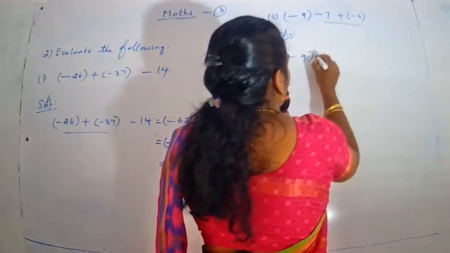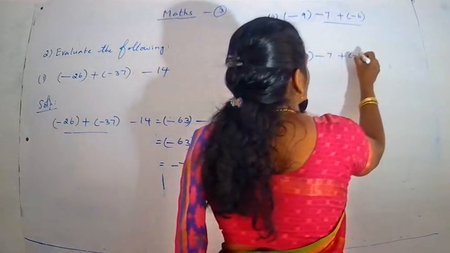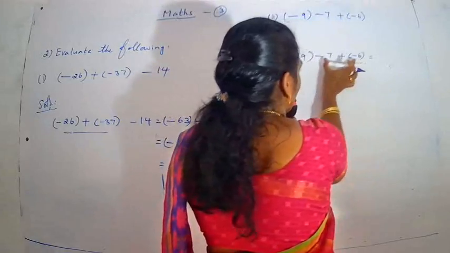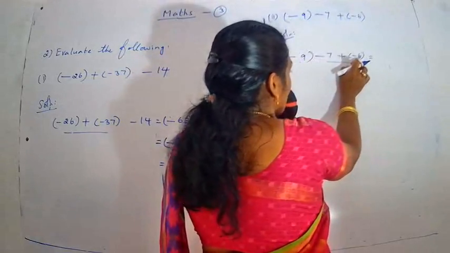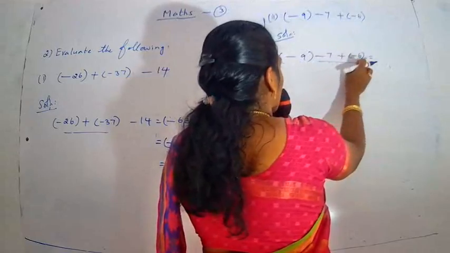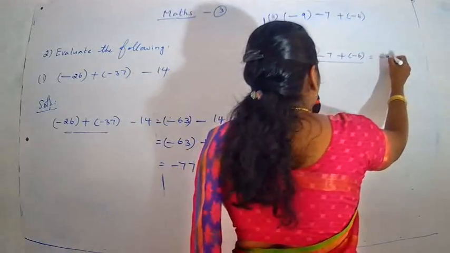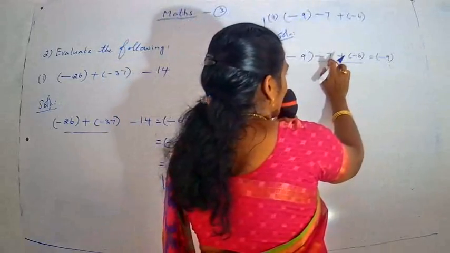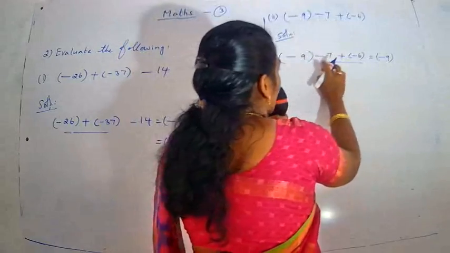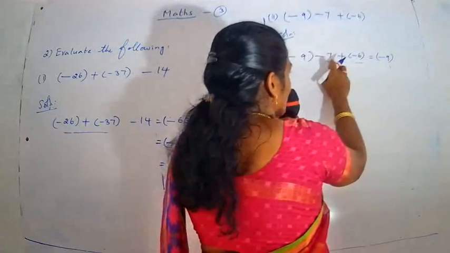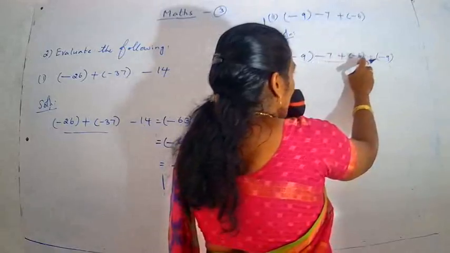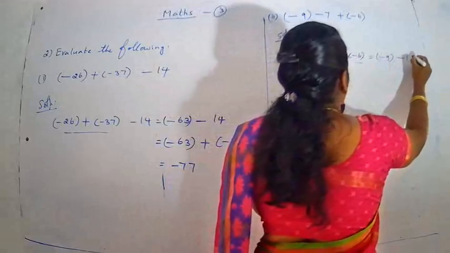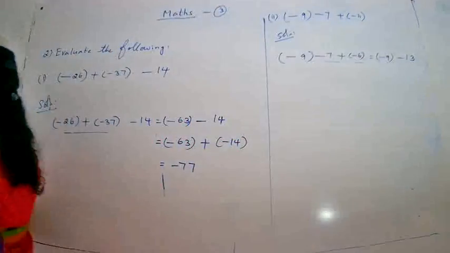First you find this. Okay. First you write the question. Okay. Now you find the answer of these both, to find minus 7 plus minus 6. Okay. Minus 7 plus minus 6. So minus 9, this is the subtraction. So that's why you first find the addition. Minus 7 plus minus 6. Minus 7 minus 6. How much is your answer? Minus 13. Yes or no?